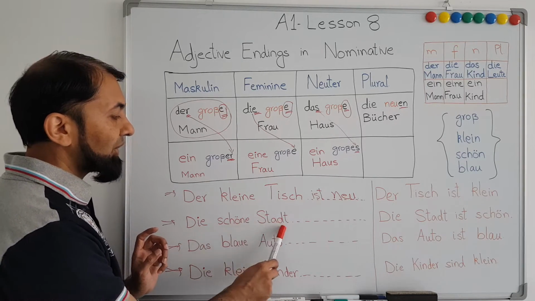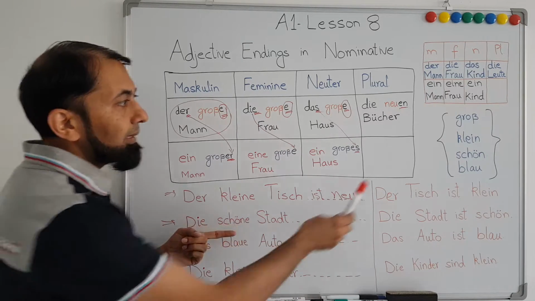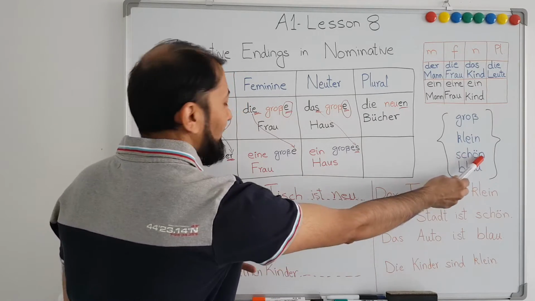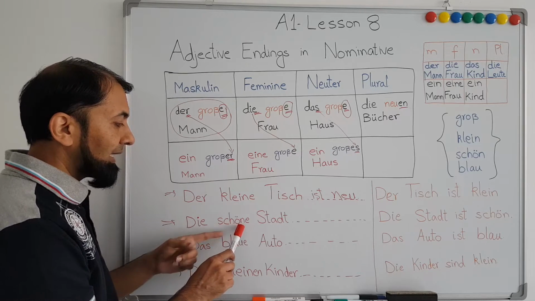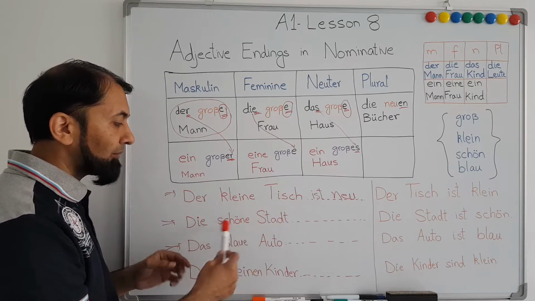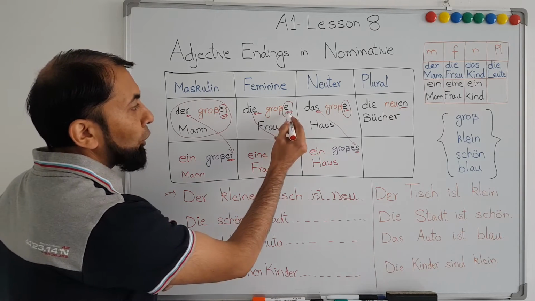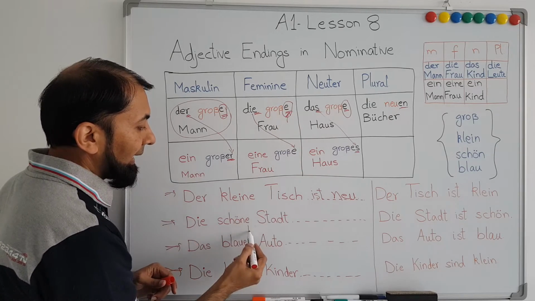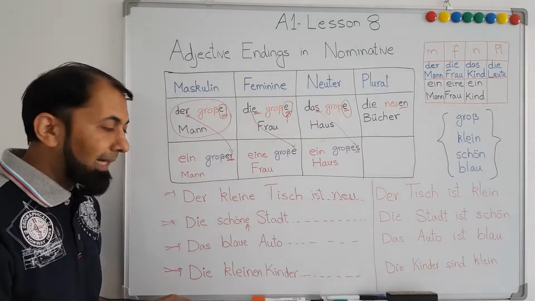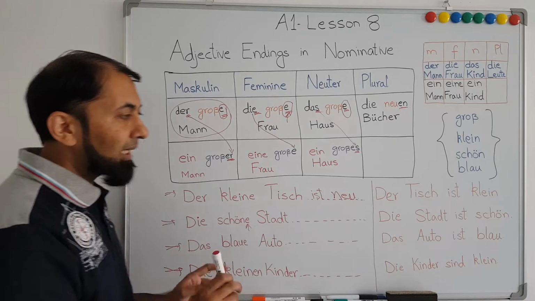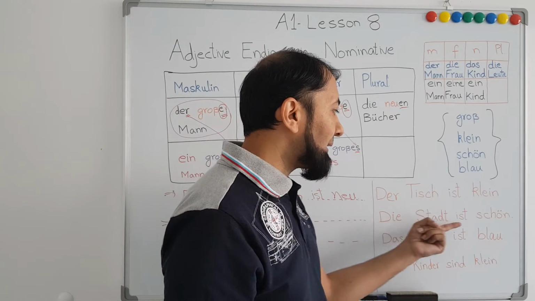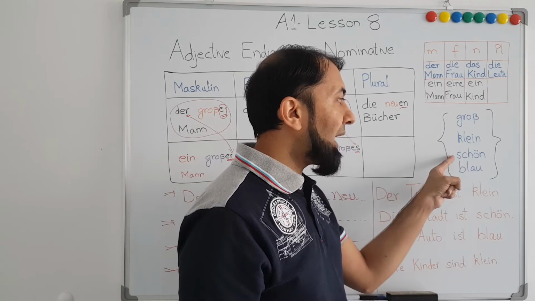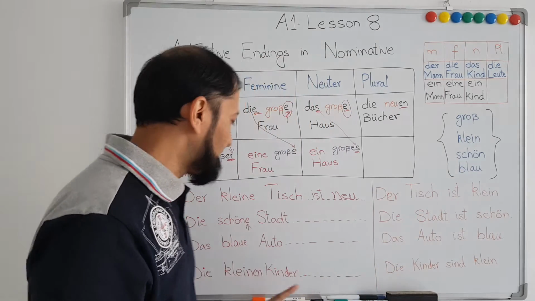die schöne Stadt. Now schön, you can see here is the basic form, but since we are using this adjective before the noun, therefore we will follow this rule and we will add an e at the end of the adjective. But if we want to say the city is beautiful, die Stadt ist schön. Here we have used the basic form again.